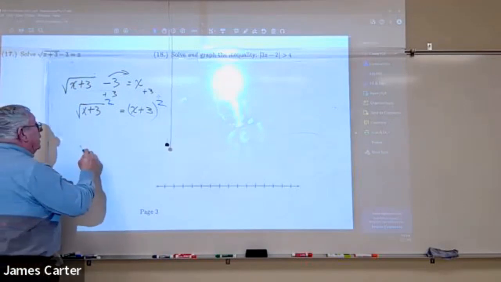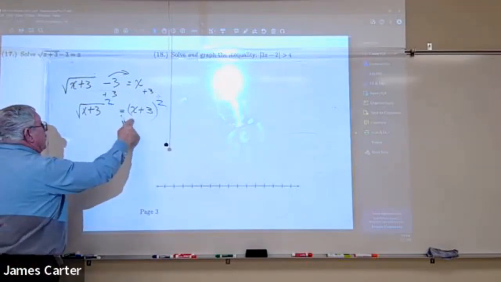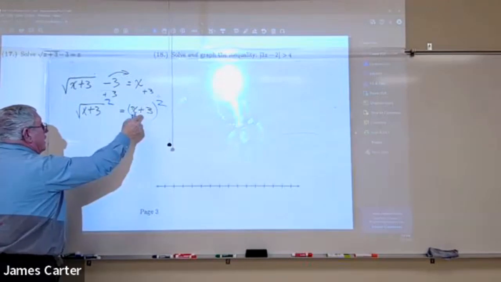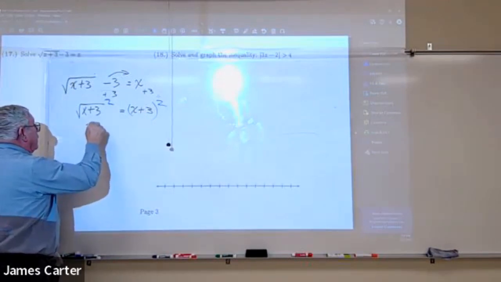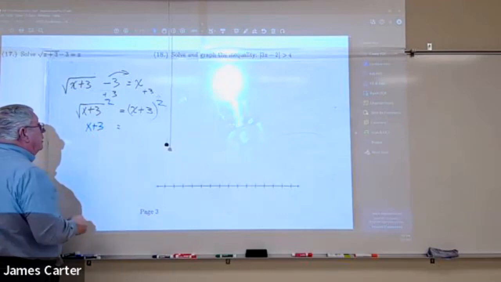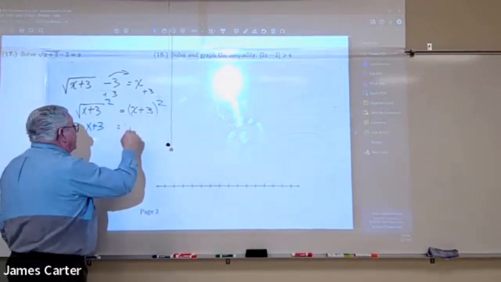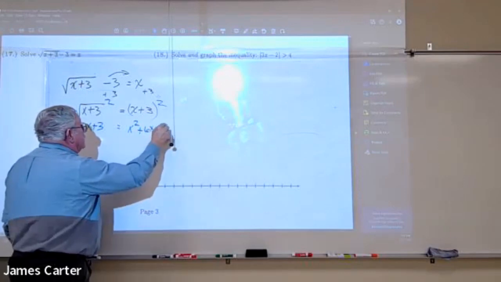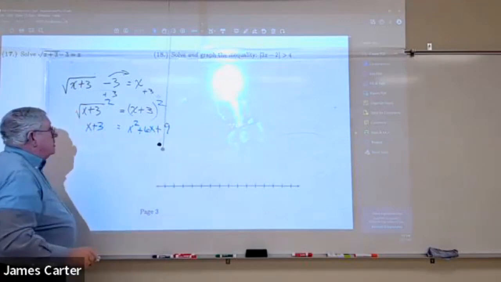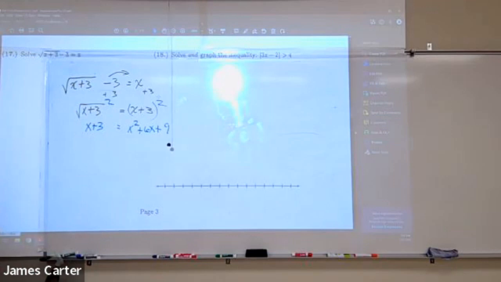Okay. And I'm not just squaring the x and just the 3, I've got to actually multiply that thing out. Now, on this side, it's easy. That side, I get x squared plus 6x plus 9. Now, does anyone need me to show how I got that? Yeah.